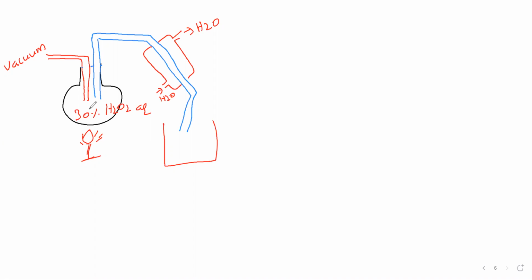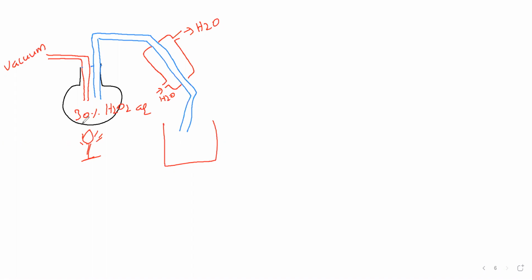And how much temperature are we providing? Less than 60 degrees Celsius. But the boiling point of water is 100 degrees Celsius. But at less than 60 degrees Celsius itself, a 30% H2O2 solution becomes a 90% H2O2 solution, meaning most of the water molecules are removed, isn't it?